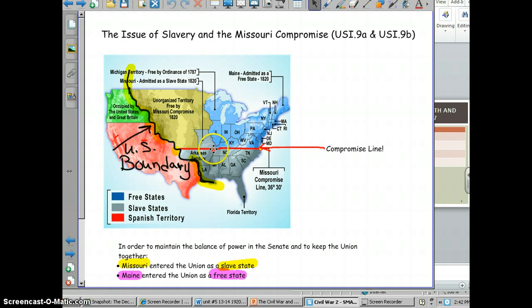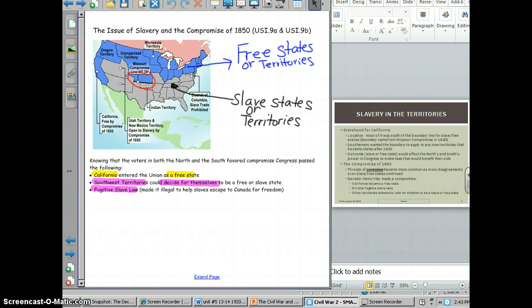when a new issue arose over the status of California, which had just recently been gained from the Mexican-American War in the late 1840s. When the Mexican-American War was fought and ended, the United States gained a great deal of territory from Mexico in what's now the southwestern part of the United States. Areas that include Arizona, New Mexico, California, and parts of Colorado, Nevada, and Utah now were a part of the United States.